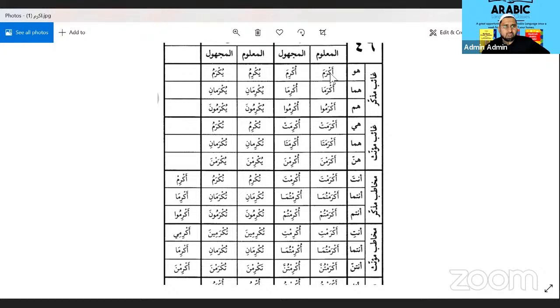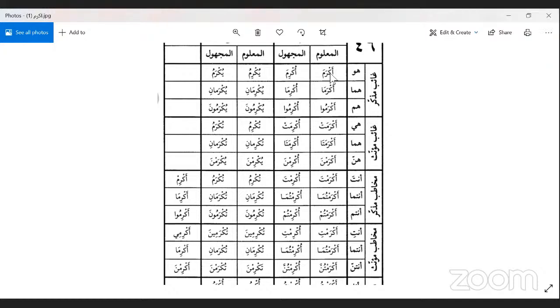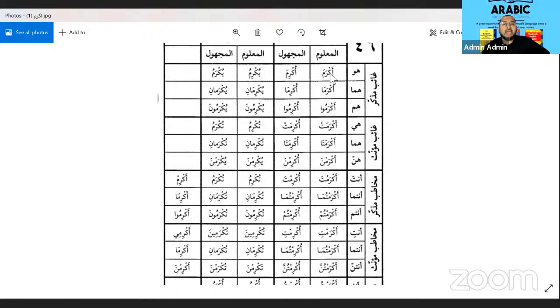Okay. So, karuma and akrama, are they the same meaning? No. Karuma means he became generous or he became respectable. Akrama means that he gave respect to someone. Okay, thank you. Clear?